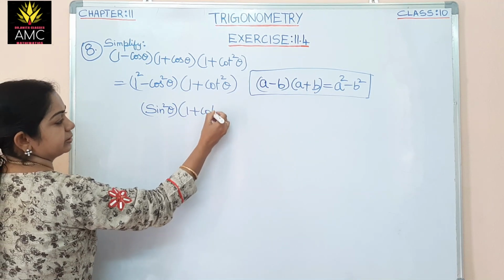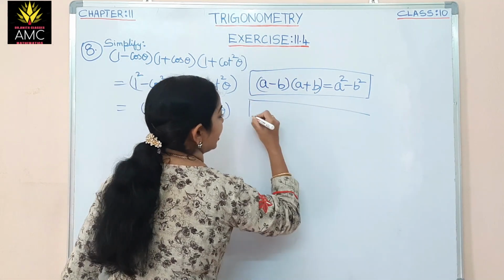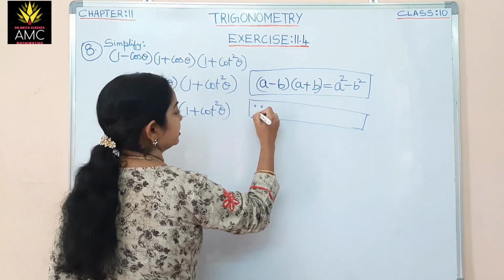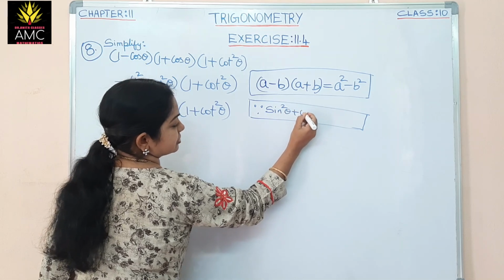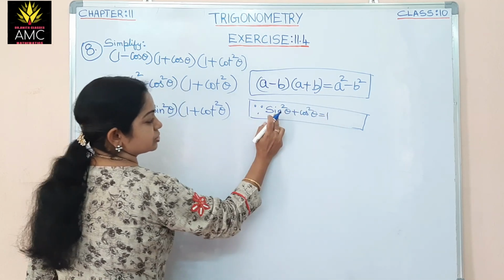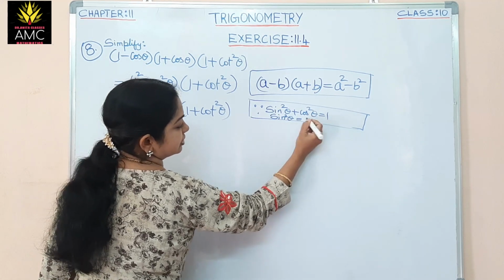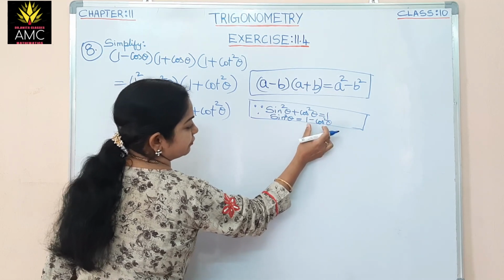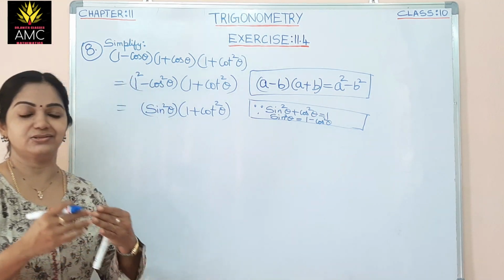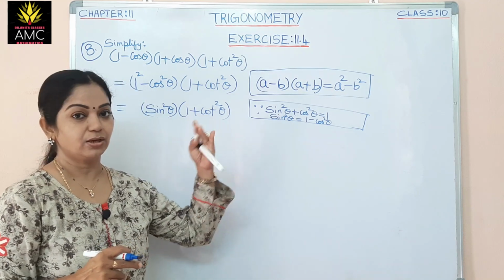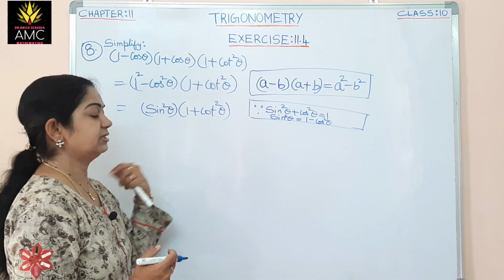Again 1 plus cot square theta. Now how did we get this? You have to write the identity which you are using. Now we have used the first identity, isn't it? So sin square theta plus cos square theta is equal to 1. If I want sin square theta, if you shift this, 1 minus cos square theta. So instead of 1 minus cos square theta, sin square theta. So you have to remember that when sin square, cos square are involved, go for the first identity. When tan and secant are involved, go for the second identity, and when cot and cosecant are involved, see the third identity.